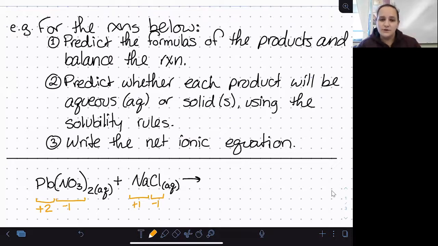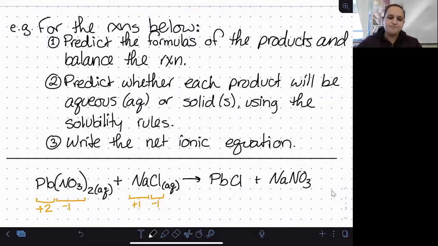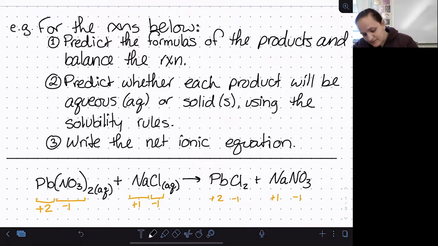When we switch our partners, lead is going to end up paired with chloride, and sodium is going to end up paired with nitrate. If we think about our charges once again, we have +2 with -1 and +1 with -1. +1 with -1 is fine, and NaNO3 is the correct formula for sodium nitrate, but +2 with -1, no good. So we're going to have to add a subscript after the Cl to balance that charge.